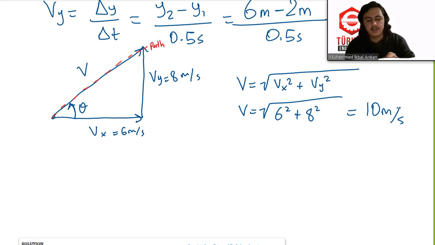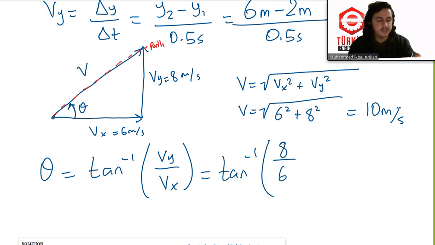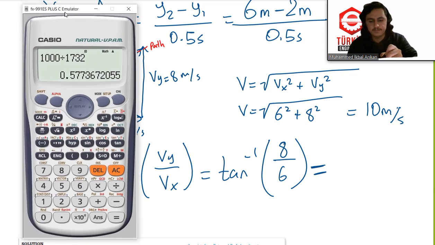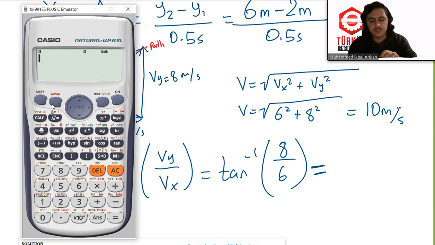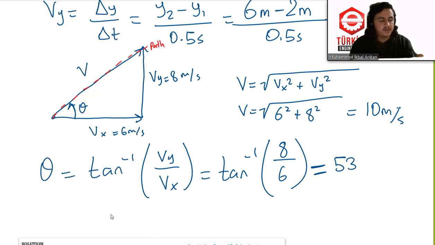What about the angle? How can I calculate the angle? As I said, it is the inverse tangent of Vy divided by Vx. So I will put arctangent of 8 divided by 6. That will give me the answer. Let's take our calculator. Press shift, then tangent, so that will give you the inverse of tangent. Put 8 divided by 6, and that will give you 53.13. And it is in degrees, okay? So I know the direction of the velocity vector and the magnitude of it. So I solved the question.